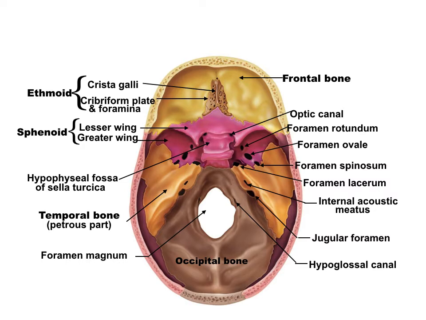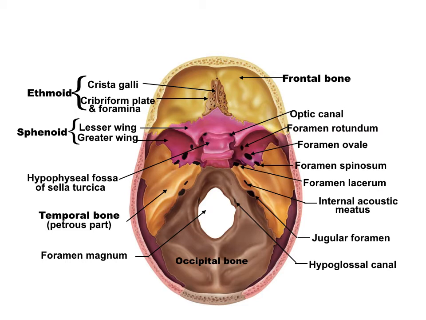Again, in pink, we could see the two other sets of sphenoid wings, and the larger ones are greater, the smaller ones are the lesser. Sella turcica is this midline seat, which has a dip known as the hypophyseal fossa, which in life contains the pituitary gland.